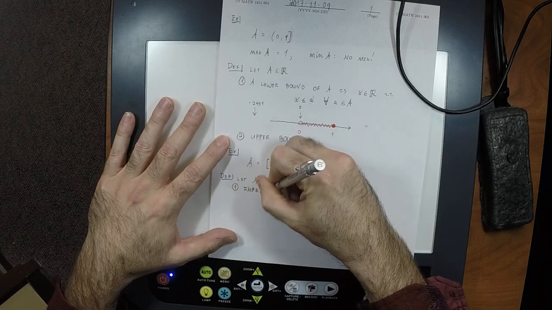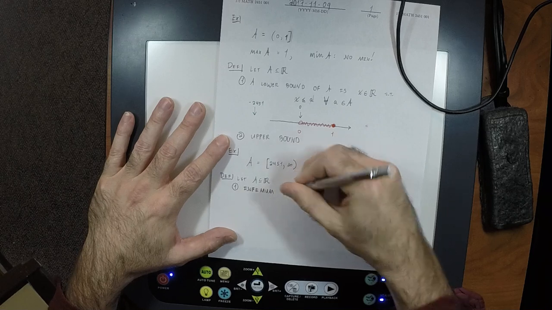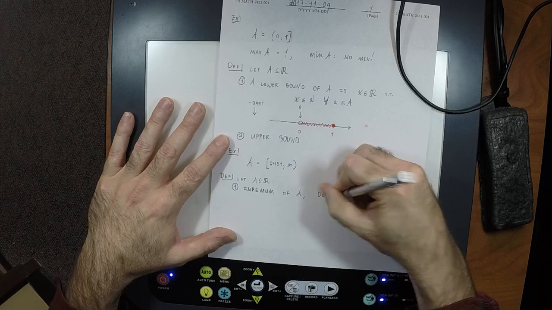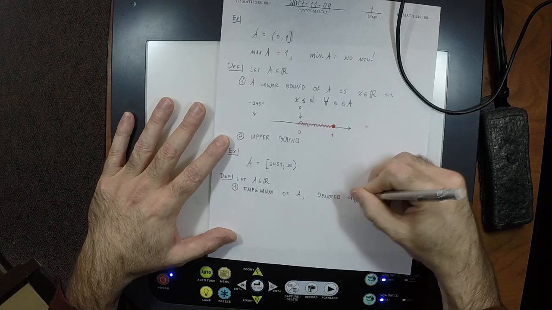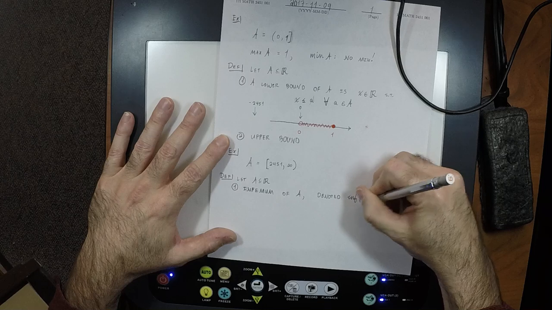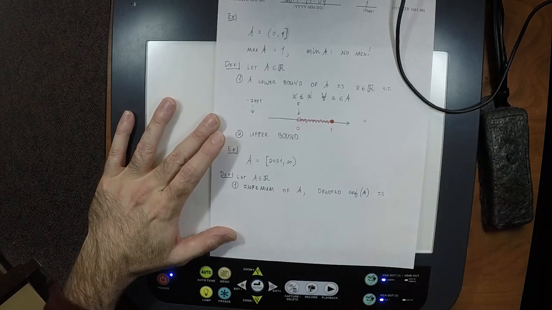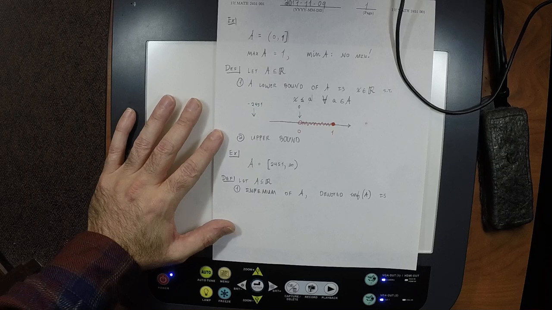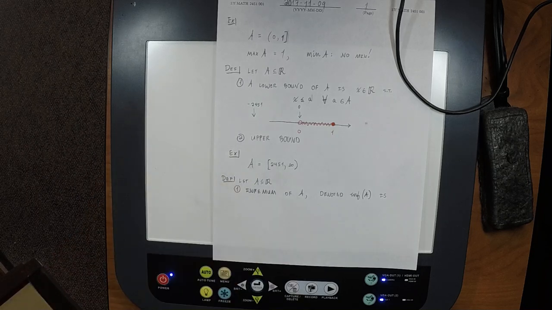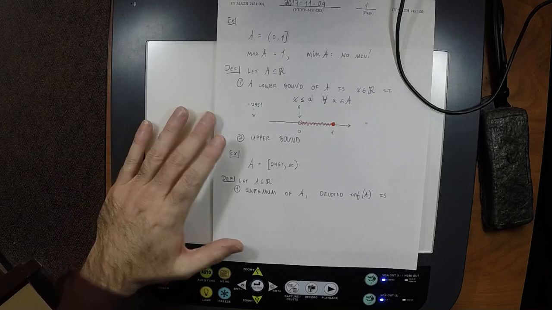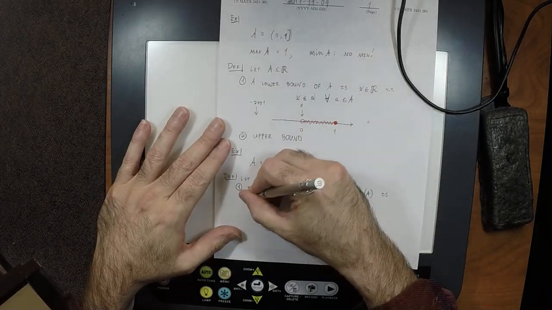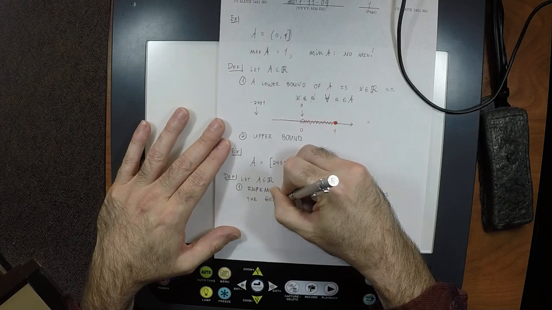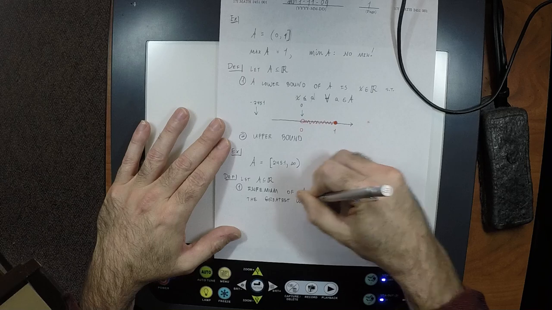Infimum of A, denoted inf A, is what? The maximum of all lower bounds. Or if you like, the greatest lower bound is the greatest lower bound.